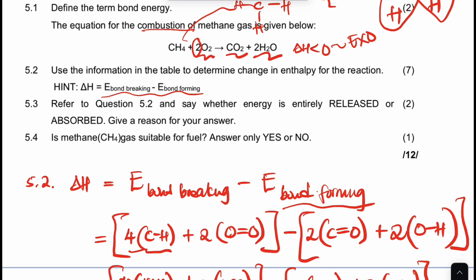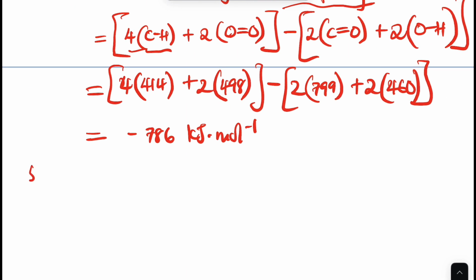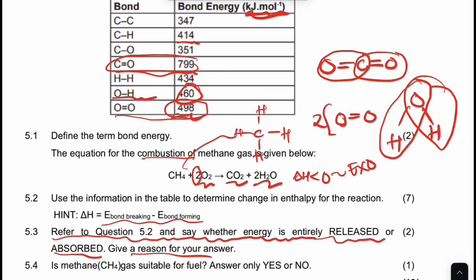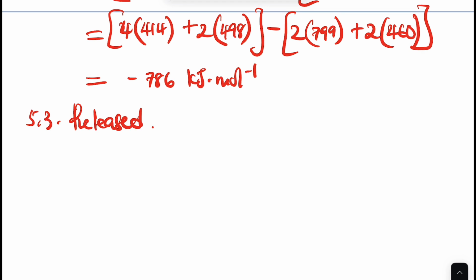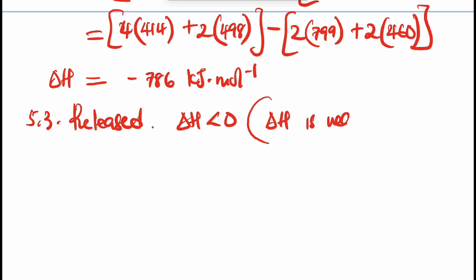Now in 5.3, it says refer to the question in 5.2, whether the energy is entirely released or absorbed. Give reason for your answer. So the answer in 5.3 is released. And then it says give reason for your answer. Your delta H here is less than 0, or you can say your delta H is negative, right? So there's more energy released than absorbed there.